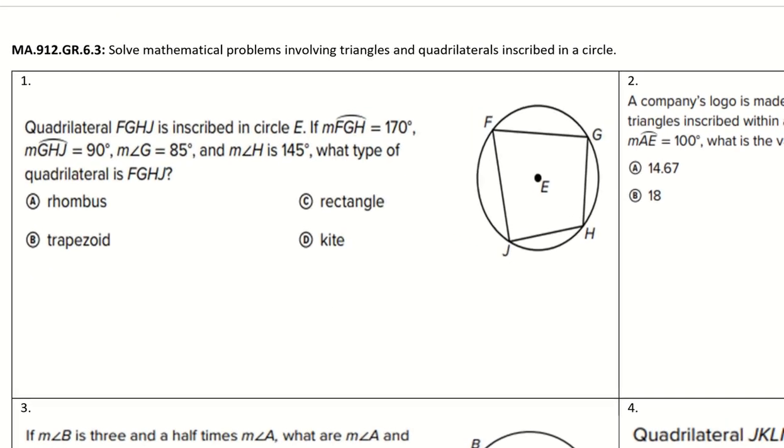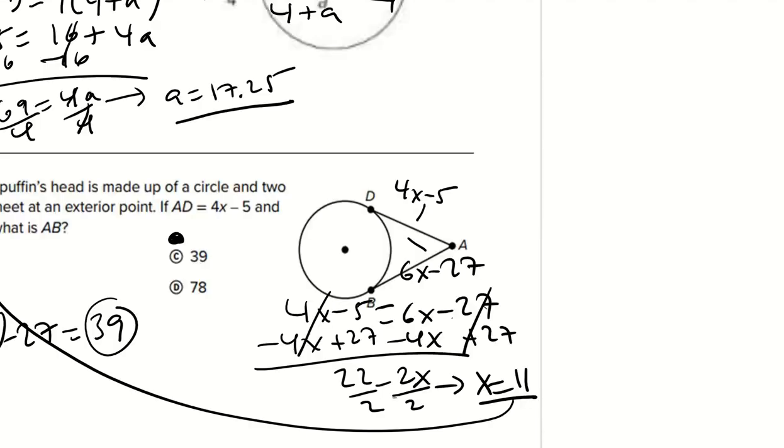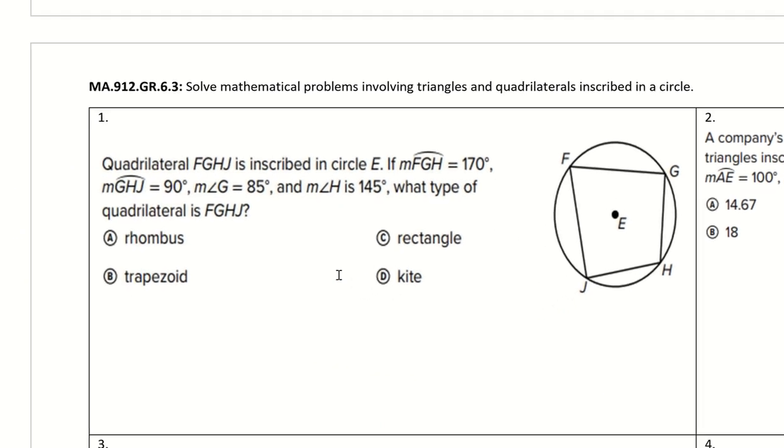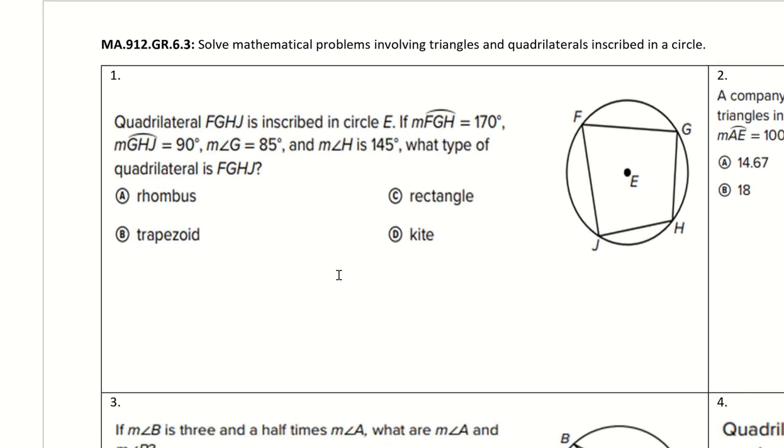Solve mathematical problems involving triangles and quadrilaterals inscribed in a circle. Okay, so quadrilateral FGHJ is inscribed in circle E. If the measure of the arc is 170, this is a typo. It should say 180 there, and this should say 90. And then this should say 135. So sorry about that. So just fix that. What type of quadrilateral is FGHJ?